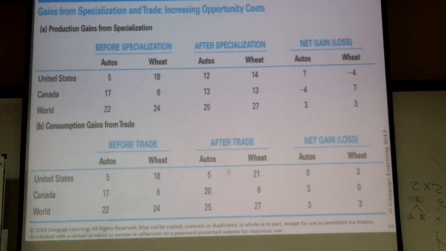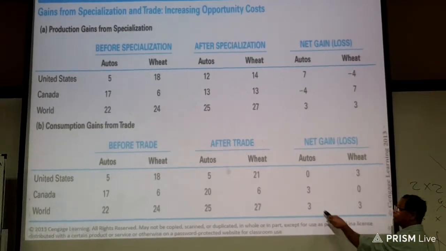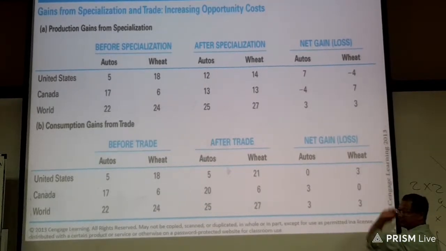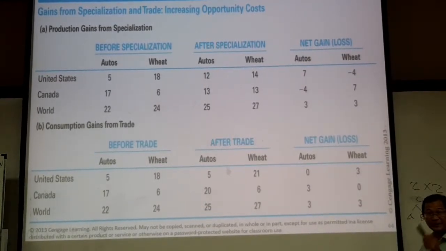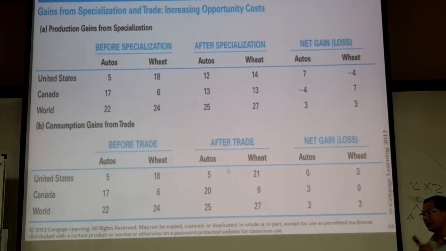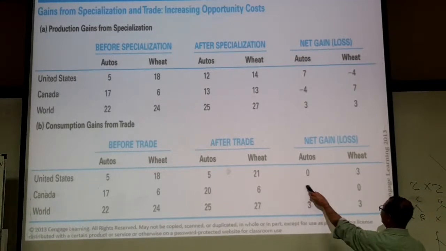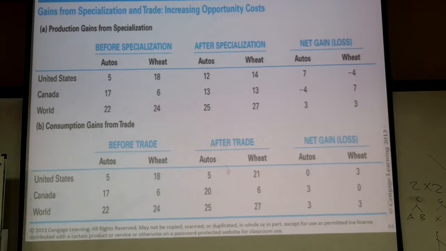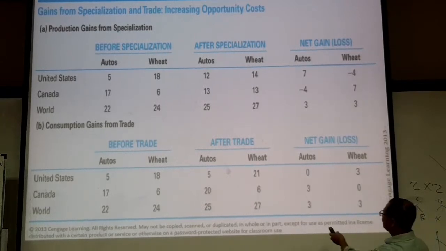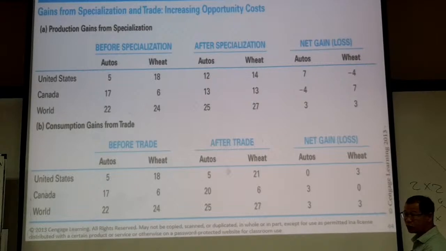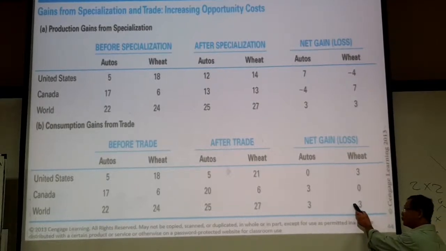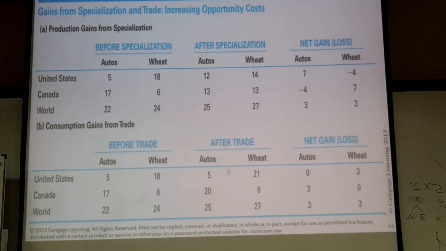But here, this is the most important thing. Yeah, I can reach it. Increase, at least in one good. That's the beauty of international trade. That's the beauty of free trade. And as a result, the world also benefits. 3 more automobile consumed in the world, 3 more wheat consumed in the world. So, any question? Clear, right?